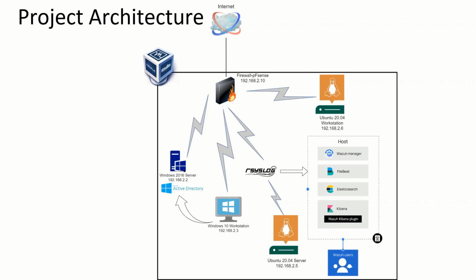So all the firewall logs will be sent to the syslog server that we have installed on Ubuntu 20.04 server edition. So we have installed an Active Directory on Windows 2016, in which we have created a domain class.com, and we have added Windows 10 Pro in that domain. So all the activities performed in Windows 10 will be associated with that domain.